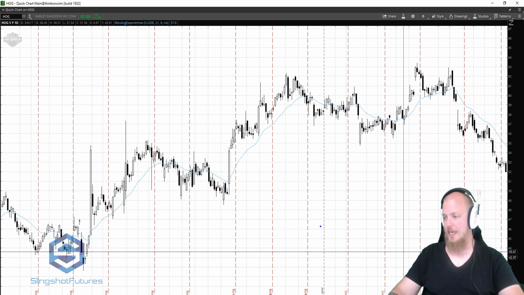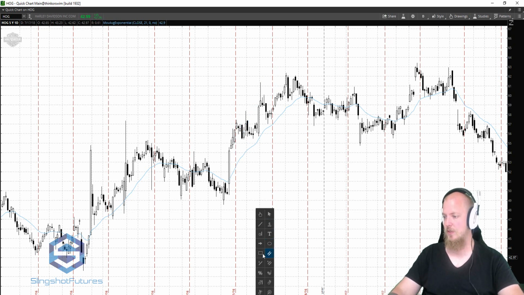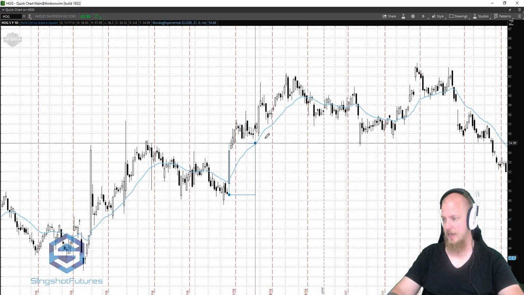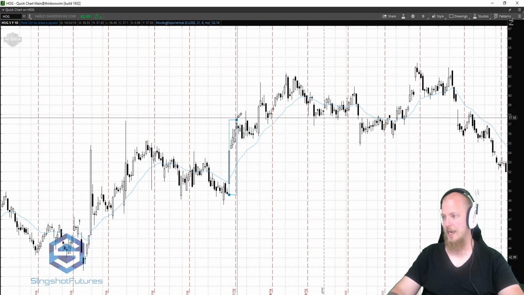So what are we looking for? Again, if we measure this up, we have the move up, we have the small little flag pattern, and we have continuation higher. So let's measure this up and see how this fits. We'll just use a box to make life easier here. So this is the overall move higher.